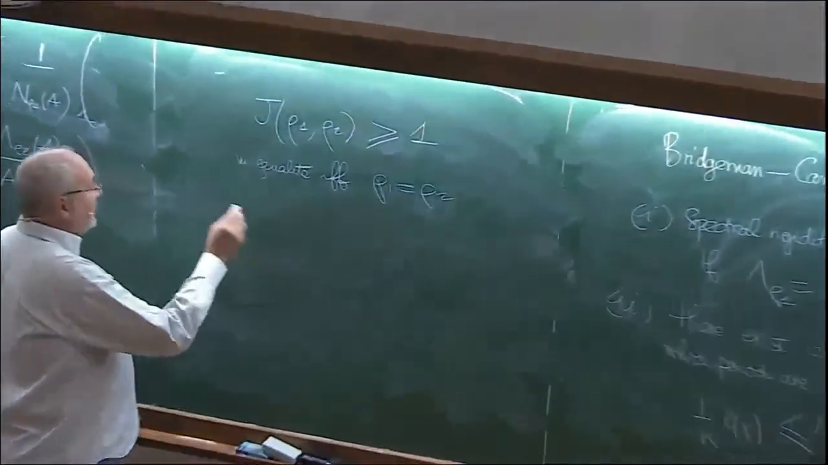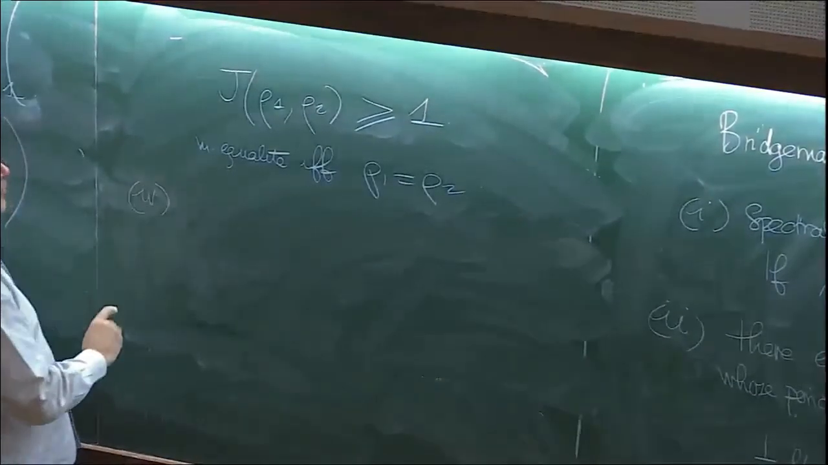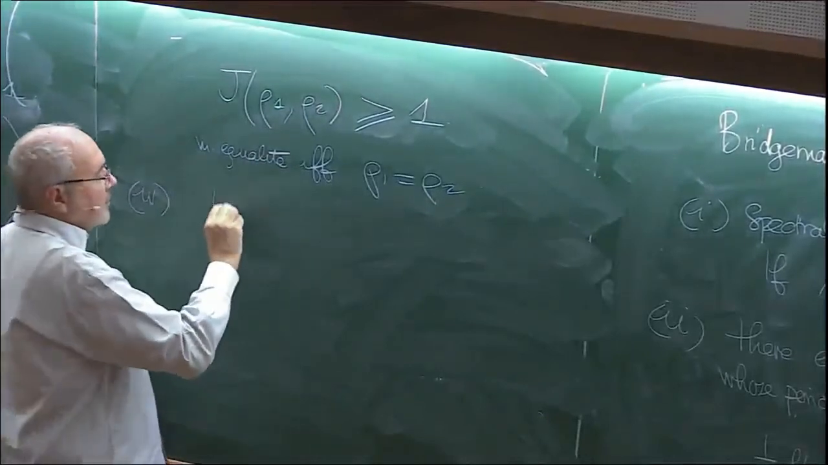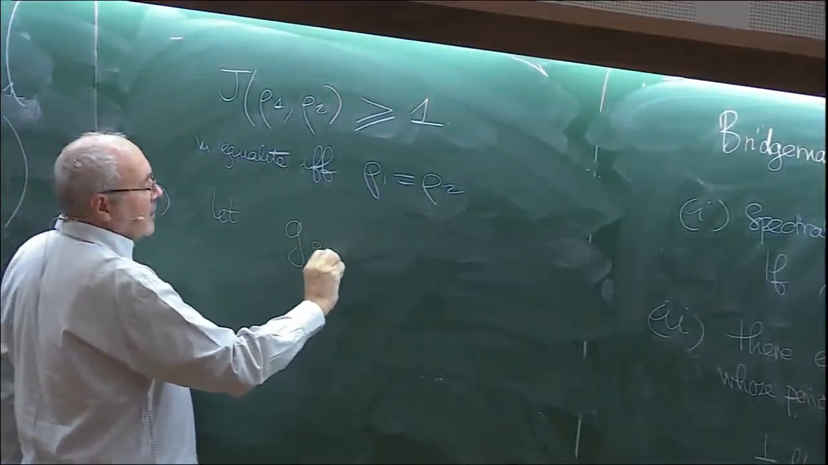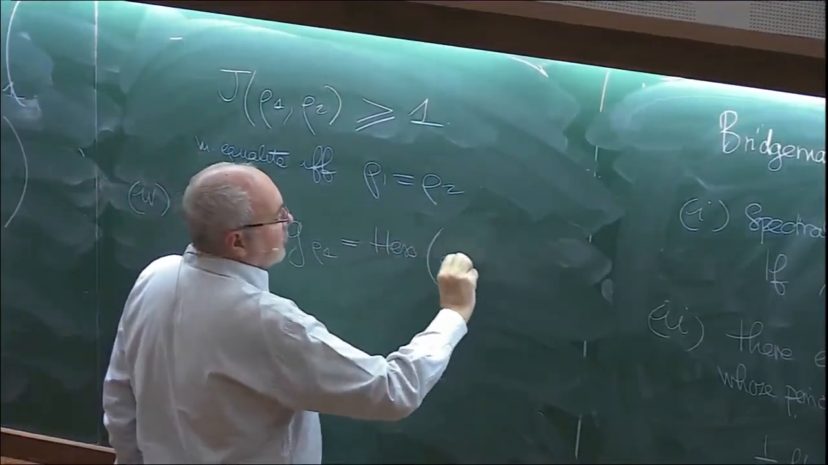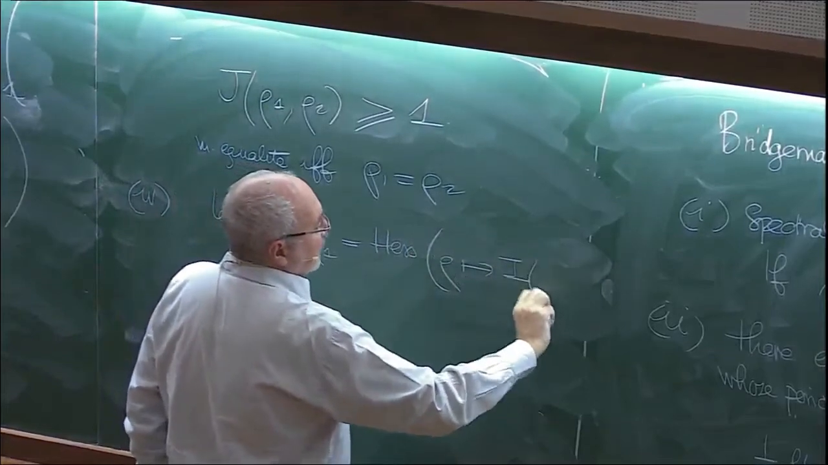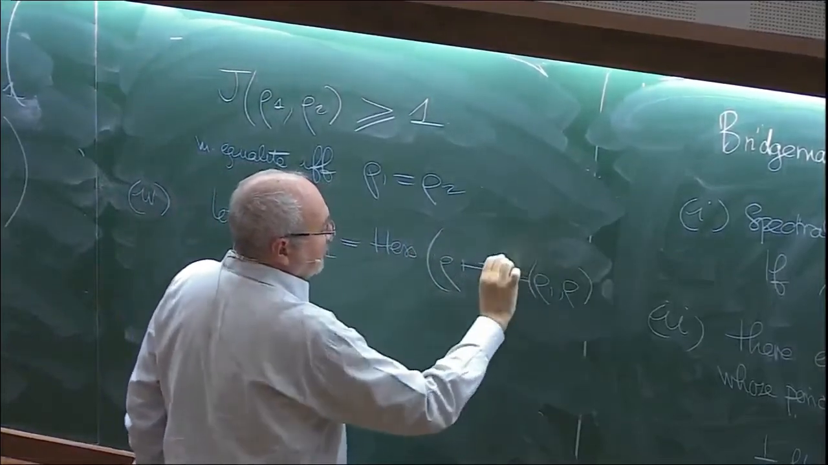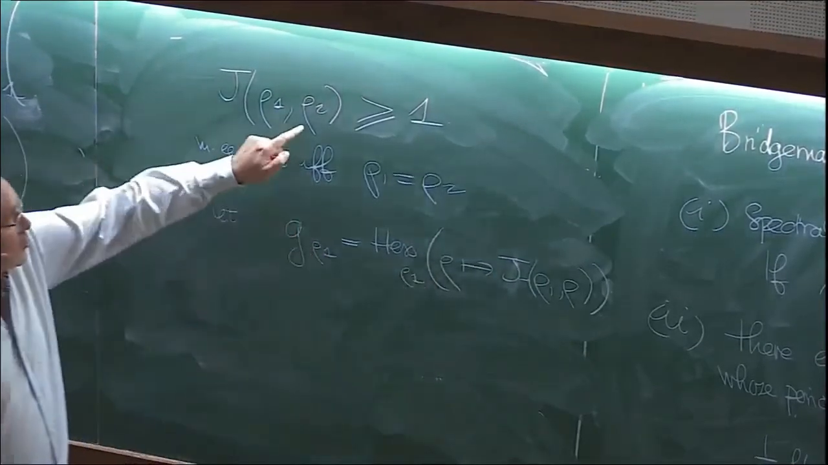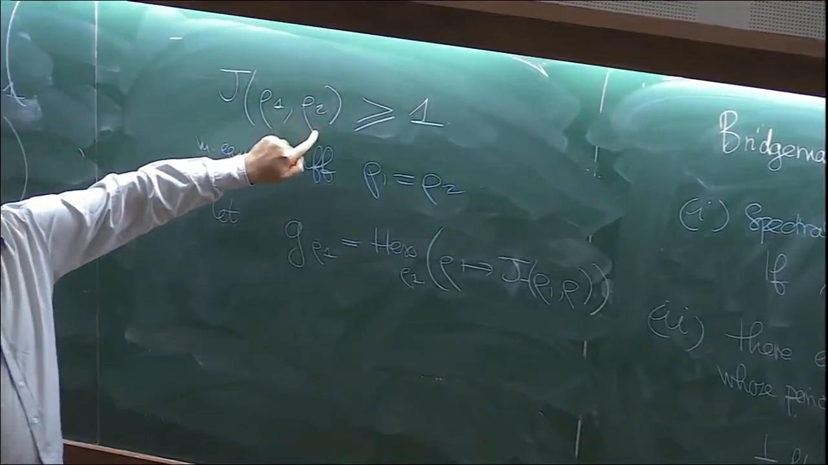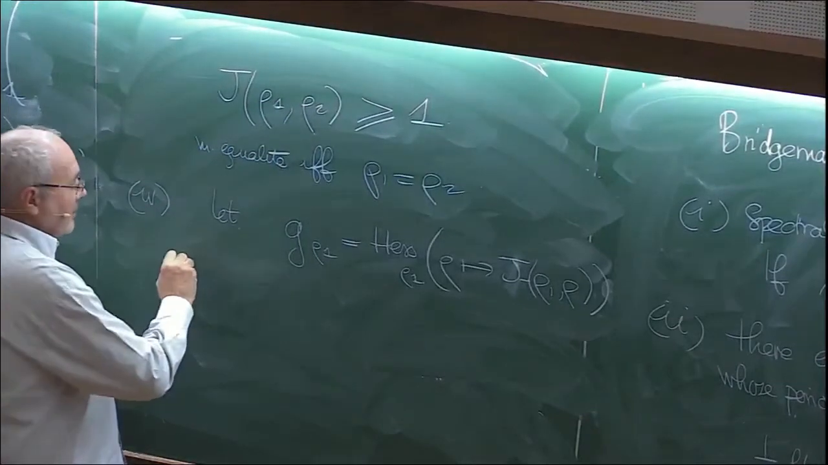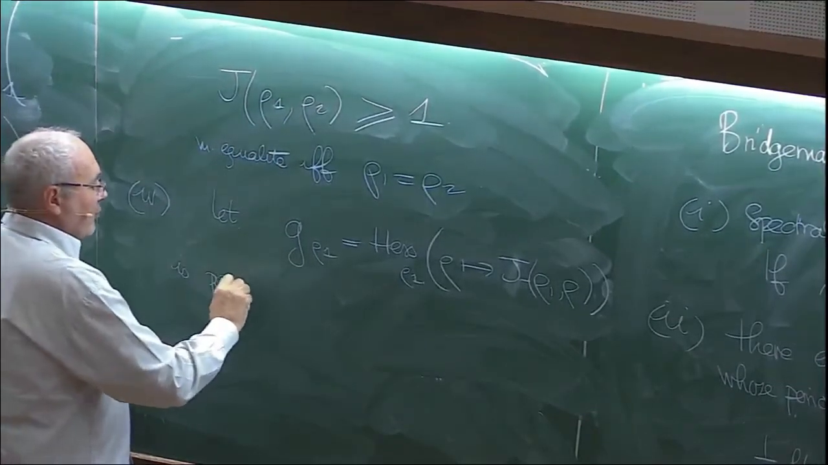And finally, because you have a function which is greater than or equal to 1, you can take the Hessian. So let G at rho 1 be the Hessian of the function J of rho 1, rho at rho 1. I consider this function as a function of just the second variable, and I consider its Hessian at rho. This defines a positive definite form. So that's a new part.